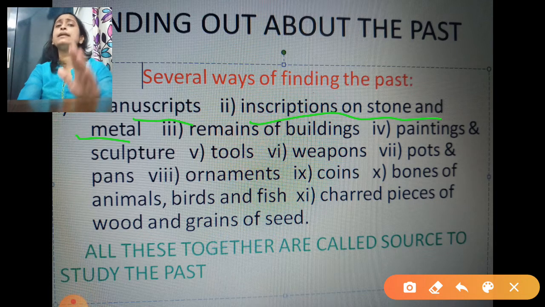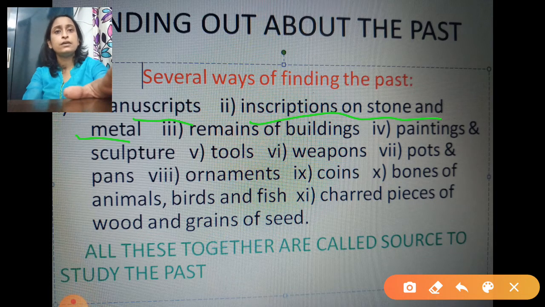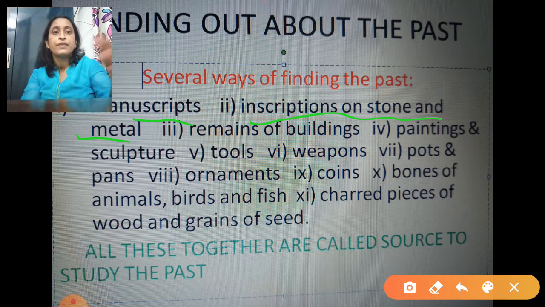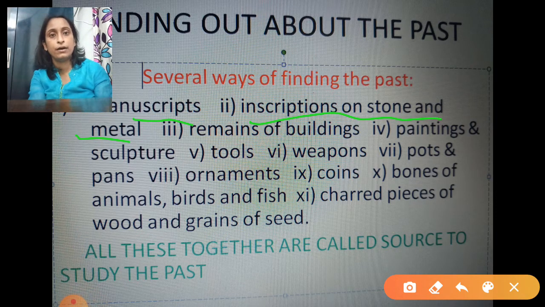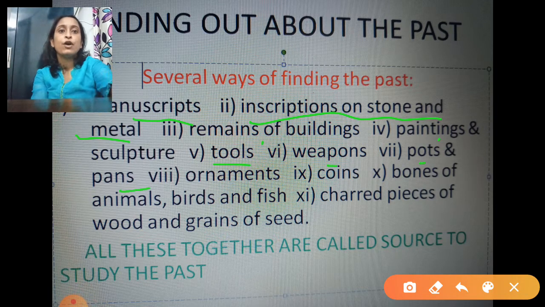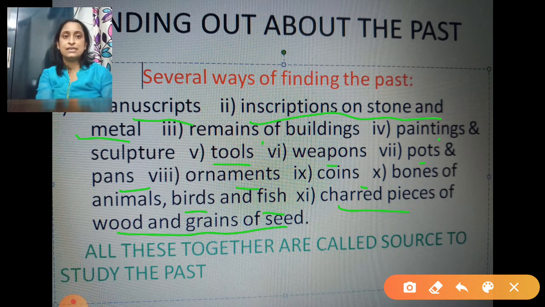But apart from the two sources that we have discussed, manuscripts and inscriptions, as you can see here, there are many other sources from which we can know about the past. What are these other sources? These are remains of buildings, paintings and sculpture, tools, weapons, pots and pans, ornaments, coins, bones of animals, birds and fish, and charred pieces of wood and grains of seed.